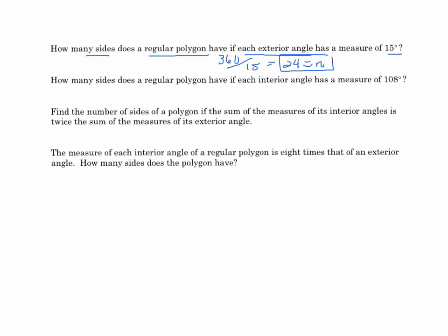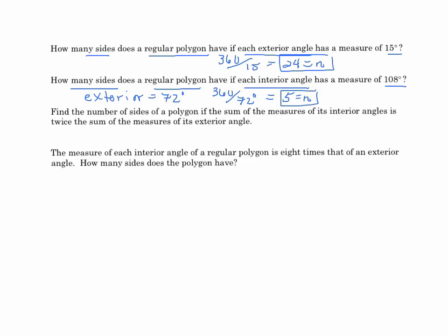In the next problem, we're asked how many sides, again, a regular polygon has, but here we're given that each interior angle has a measure of 108. Now, I think it's easier to work with the exterior angle. So we know that the exterior angle in this shape must be 72 degrees, because the interior and exterior must always add up to 180. So now we know the exterior angle, so we can take 360 and divide by 72 degrees, and we get 5. So 5 is the number of sides, so this is a pentagon.